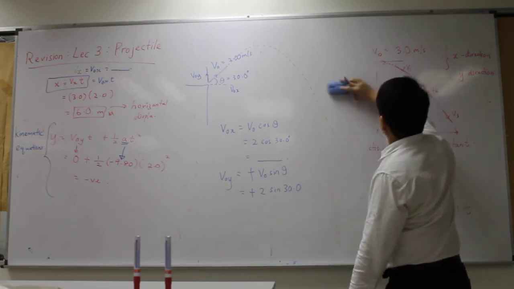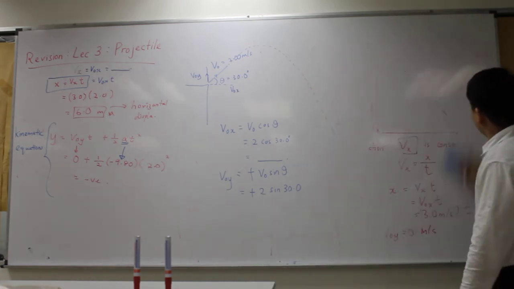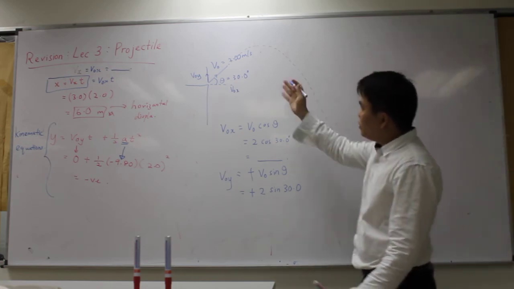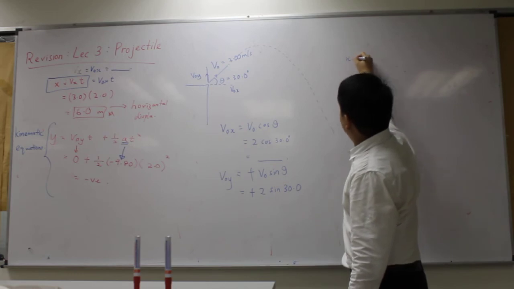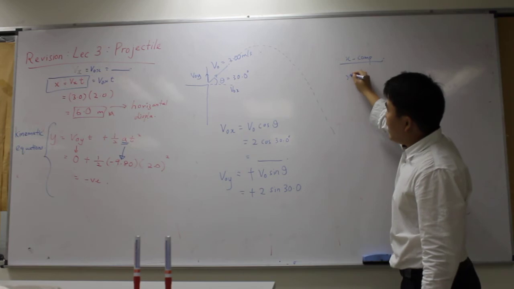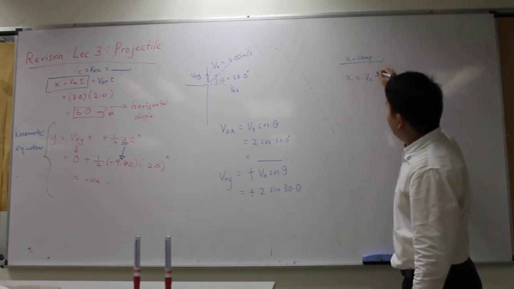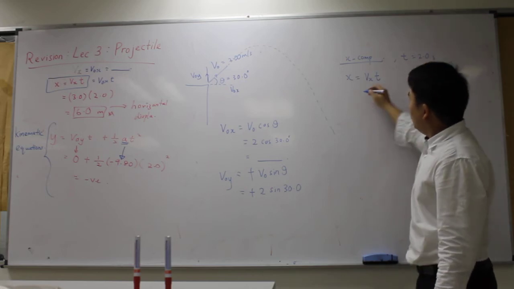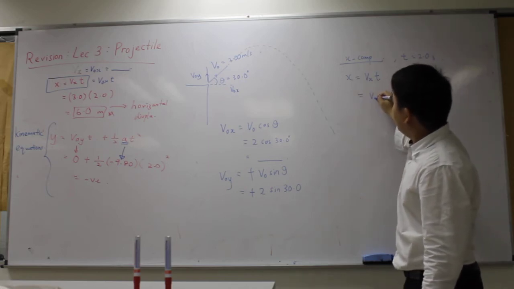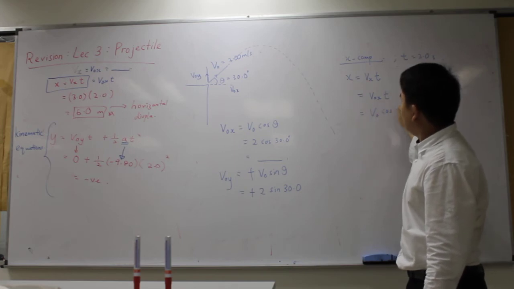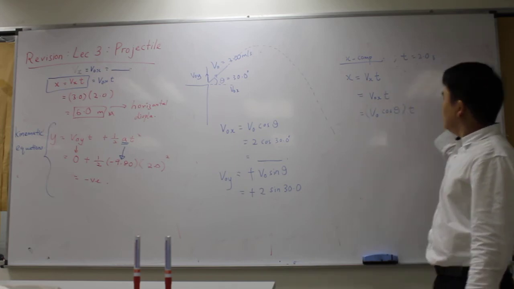The same thing you can do here: you resolve it into 2 components and then work per component basis. For the x component, we know that x equals Vx t. Let's say t is 2 seconds. So Vx is actually also V naught cos theta, which gives V naught cos theta t.